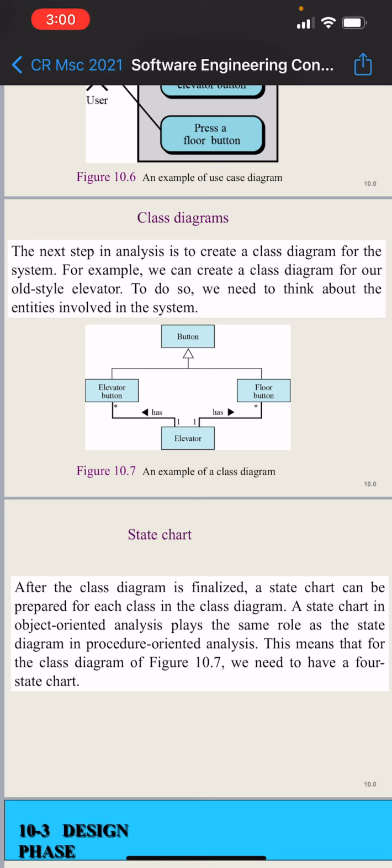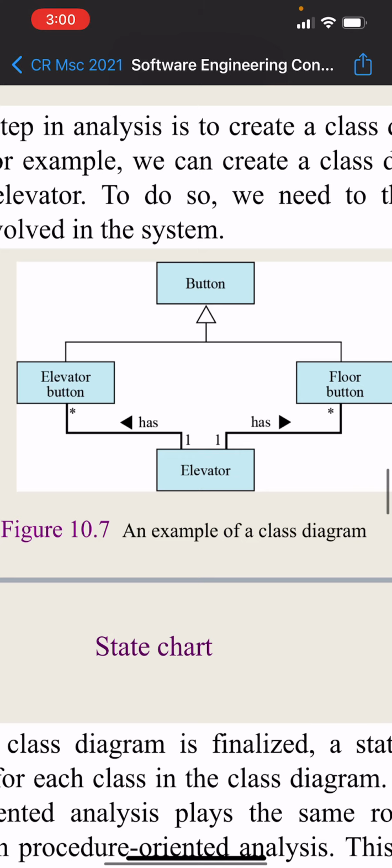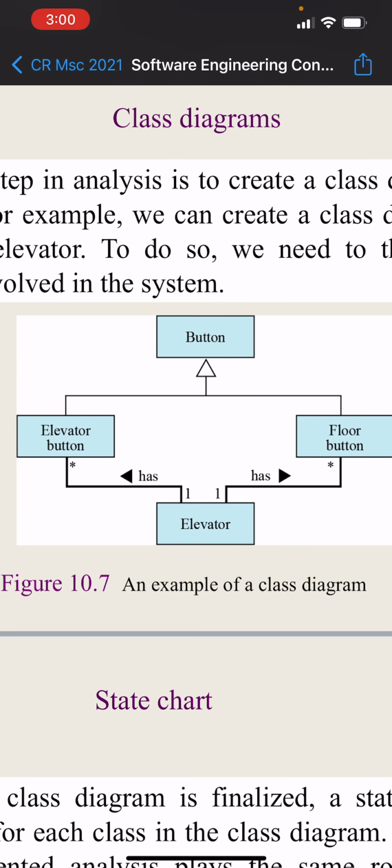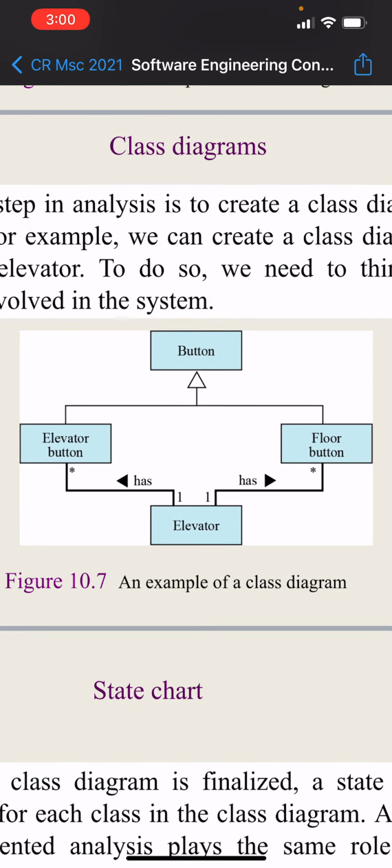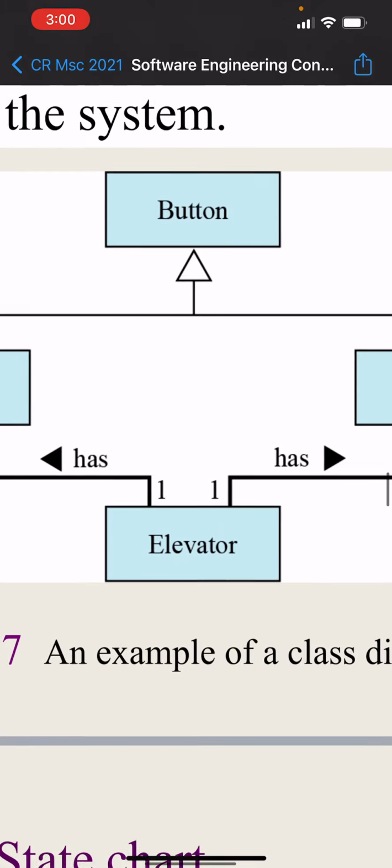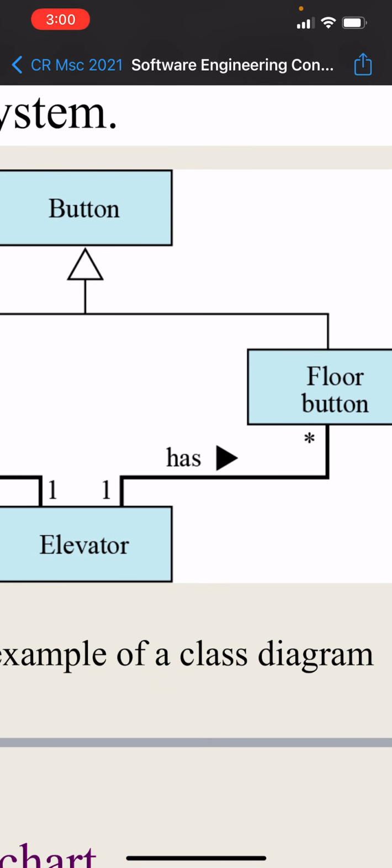So what does the elevator do for you? The elevator helps you to go from one floor to another floor. So overall we consider the elevator as an entity, then the button, the floor button and the elevator button. So these are the four entities we discussed, right? Now you can say that the elevator has a floor button. You can see the relation one to many: the elevator has floor buttons.